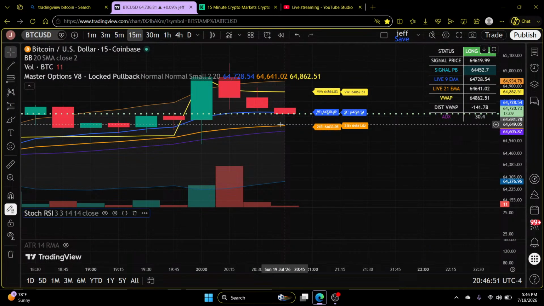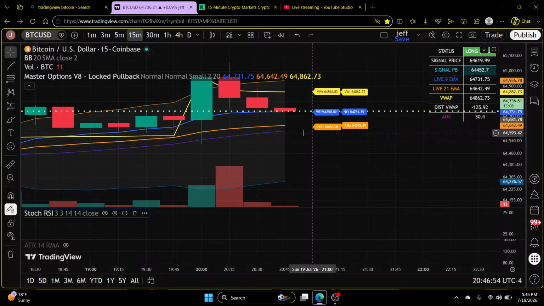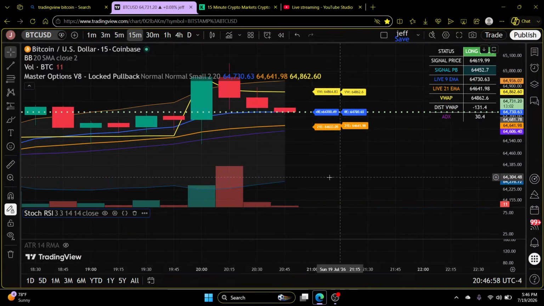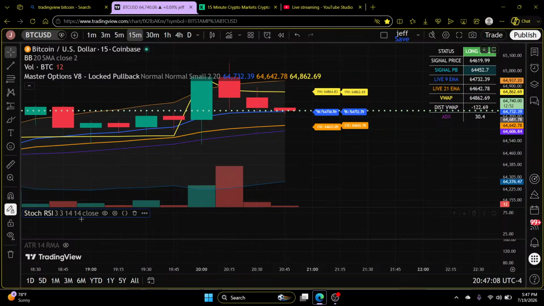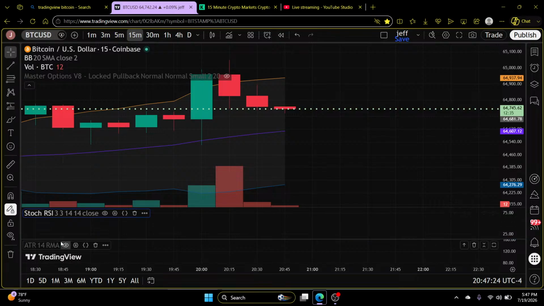Well, I guess it is going to be red, huh? What I noticed is the BB bands and the EMAs matter a lot more than the RSI. But this ATR at the bottom, how many dollars it moves per 15 minutes, because we're on the 15-minute chart, is one of my favorites, because that matters a lot.